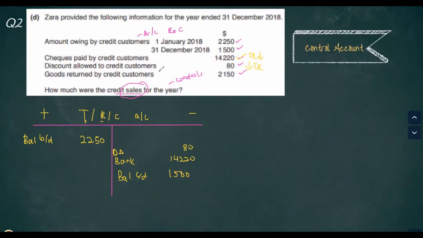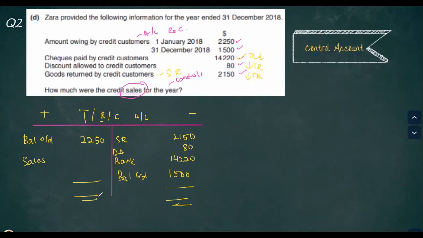And we have goods returned by customers, which is sales returns. So our sales returns must be 150. So why is it on your credit side? Because sales returns will decrease your trade receivable. Now, sales should be on your debit side. Why? Sales would increase the amount of trade receivable. So we don't know what our sales are, so we basically have to add this up and minus from the other figure over here to get our sales.